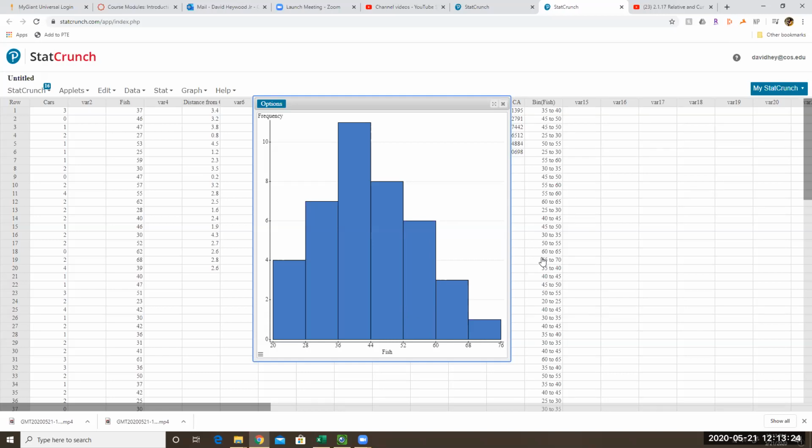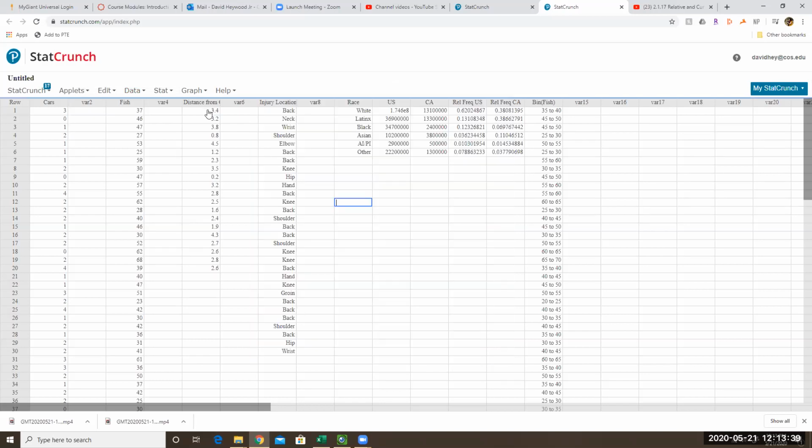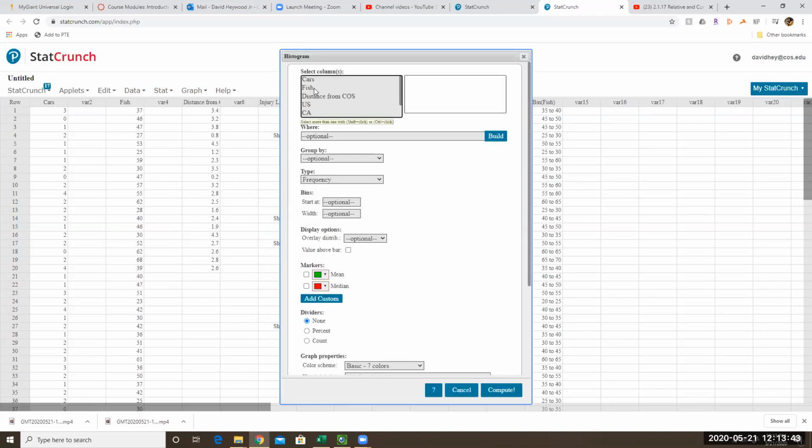Whenever you have continuous data, you have to bin it first by going to data and then bin. So you have to bin it first, and then you can create the frequency distribution. That's the hard way to do it, though. The easy way to do it would be to just make a histogram. Just say graph, histogram, fish.